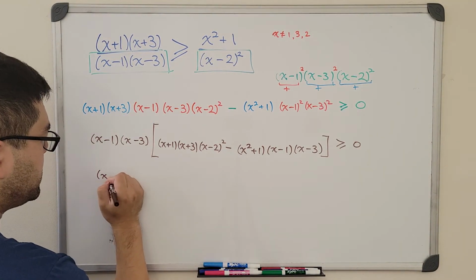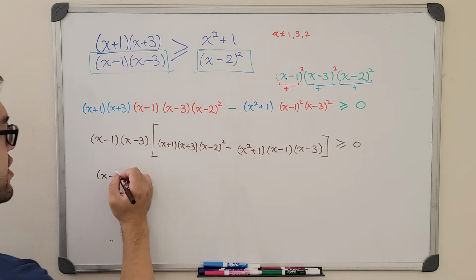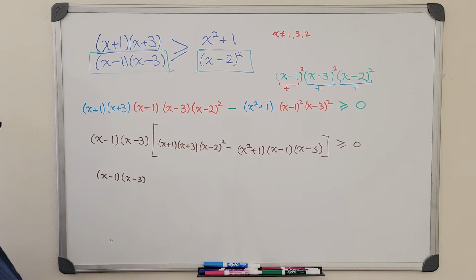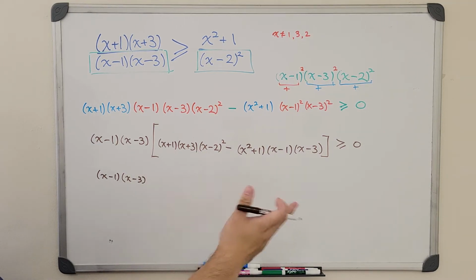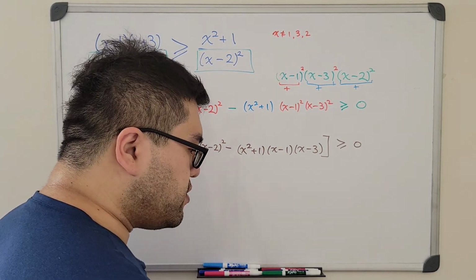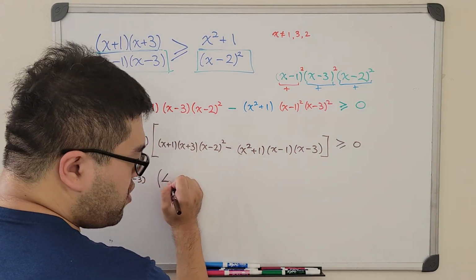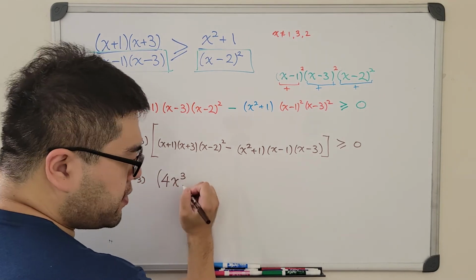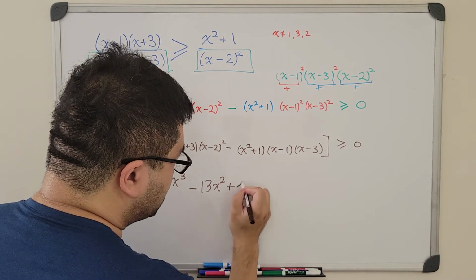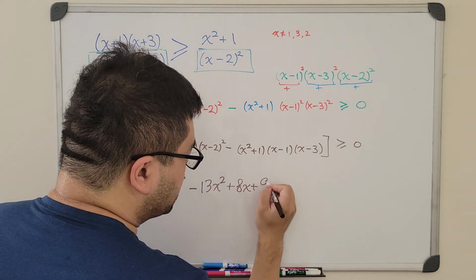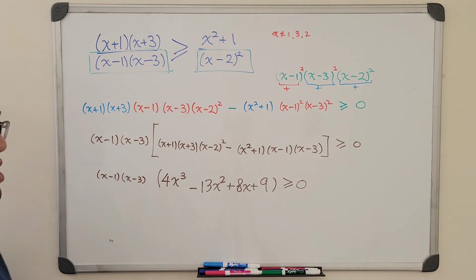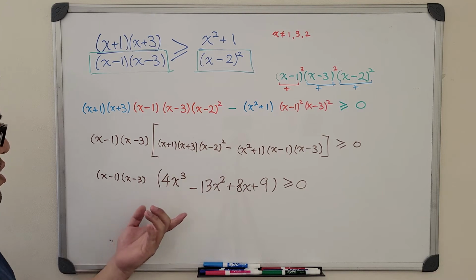Of course, since there's nothing more we can factor out inside the brackets, we now need to simplify it by multiplying and then try to cancel or combine like terms. If we do that, we will actually end up with 4x cubed minus 13x squared plus 8x plus 9. And then don't forget, we need to write down the right-hand side, greater than or equal to 0. Good.